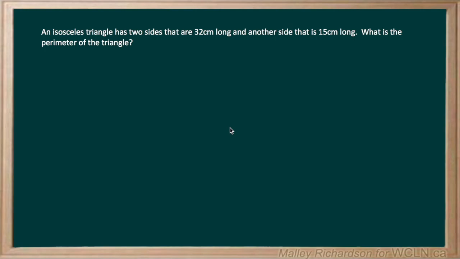An isosceles triangle has two sides that are 32 centimeters long and another side that is 15 centimeters long. What is the perimeter of the triangle? So again, when doing these questions, there are three steps that we have to take.